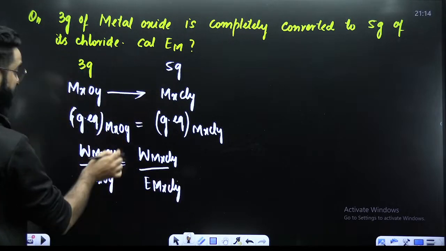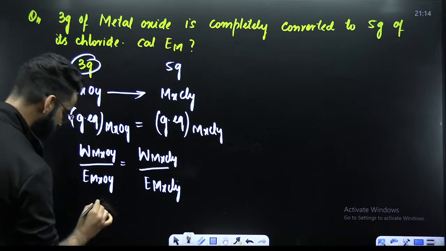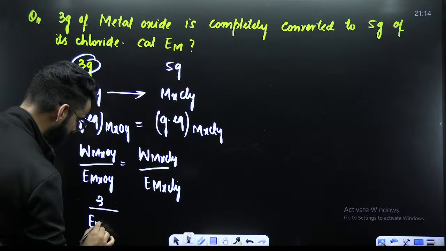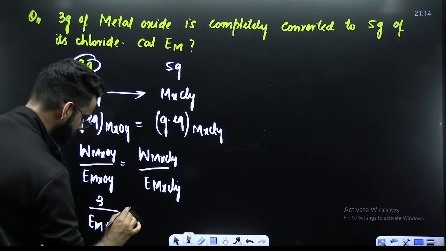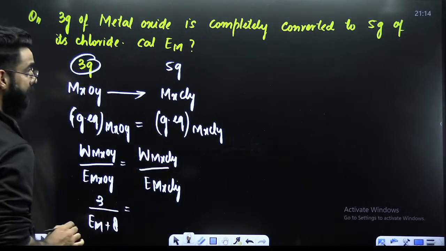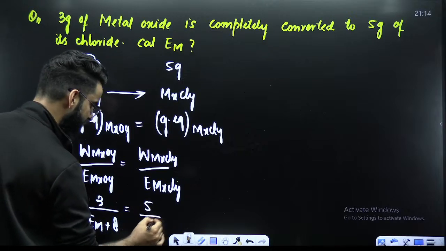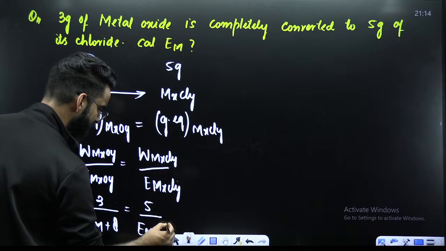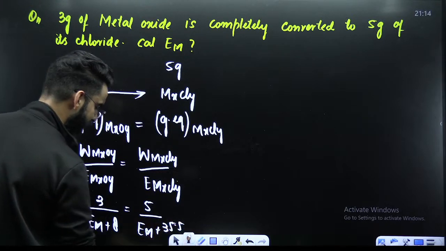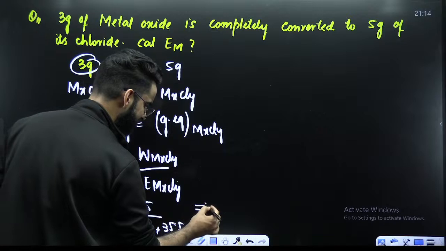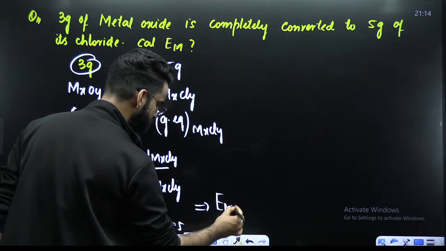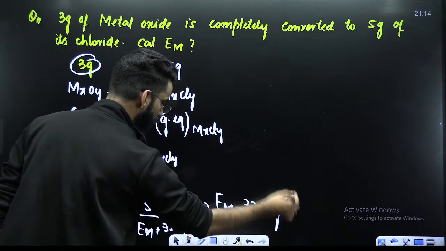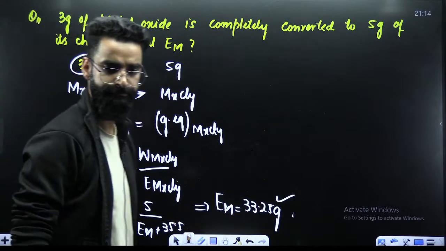Now, what is the mass of metal oxide? It is 3 grams. So 3 divided by the equivalent mass of metal oxide, which is equivalent mass of metal plus equivalent mass of oxygen, which is 8. Mass of metal chloride is 5, divided by equivalent mass of metal chloride, which means equivalent mass of metal plus equivalent mass of chlorine, which is 35.5. Just cross multiply and get the equivalent mass of metal here. When you solve this, the value comes out to be 33.25 grams. This is what you were supposed to calculate.